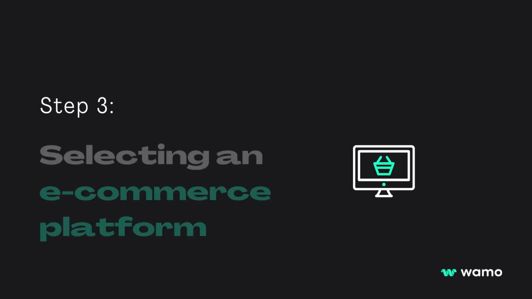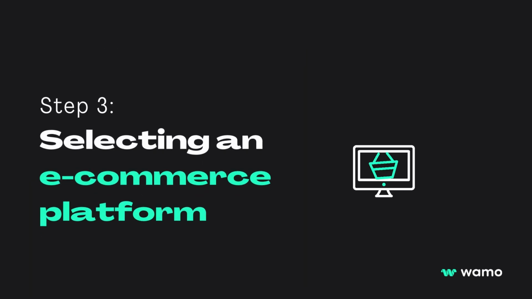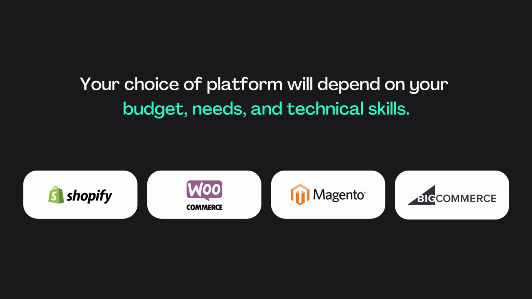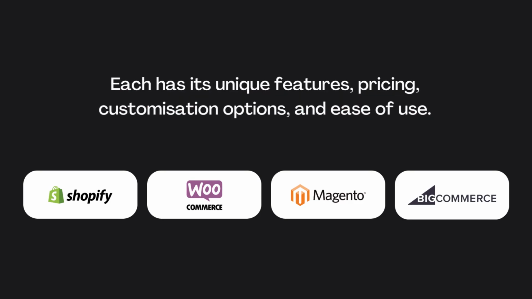Step 3. Selecting an e-commerce platform. This is the backbone of your e-commerce store. Your choice of platform will depend on your budget, needs, and technical skills. Some popular options are Shopify, WooCommerce, Magento, and BigCommerce. Each has its unique features, pricing, customization options, and ease of use. Consider which one aligns with your long-term goals and requirements.